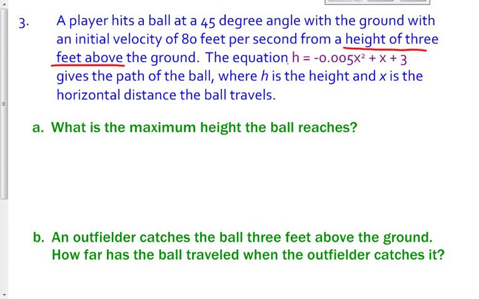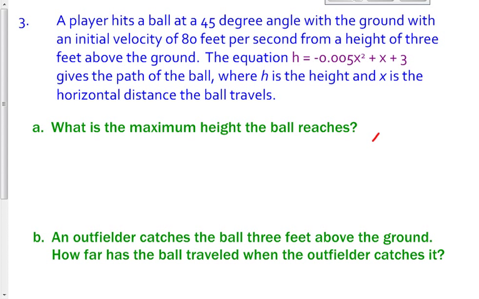And here is how he hit it, where h is how high the ball went. So up and down, how high did he hit this ball? And x is the horizontal distance, so how far did he hit the ball? Did he hit just a weak line drive? Did he hit a deep bomb? That's what we're talking about with our x variable. That gives the horizontal distance. So letter A, what is the maximum height the ball reaches?